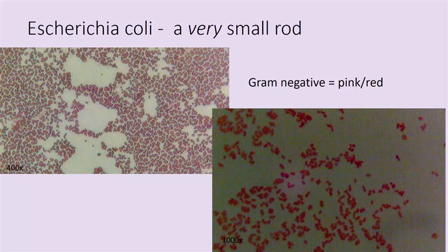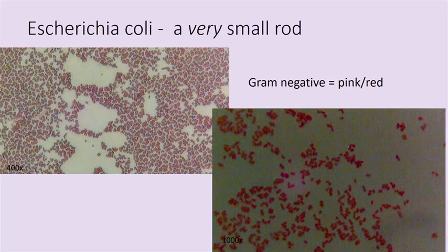However, it's such a small, tiny rod that when you look at these under the microscope, you might be mistaken and think that they were cocci. So E. coli is a rod. Either way, it stains pinkish red, which makes it a gram-negative bacterium.